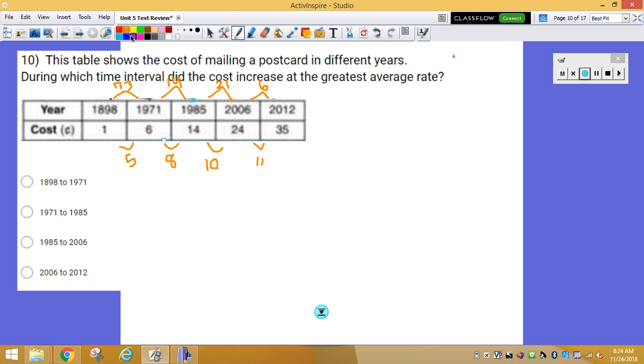So here's how I'm going to figure out the greatest rate. I'm going to divide. I'm going to do my y's divided by my x's. So here I'm going to do 5 divided by 73. Here I'm going to do 8 divided by 14. See, I'm taking this number and dividing by the one on top. So here I'm going to do 10 over 21. Here I'm going to do 11 over 6.